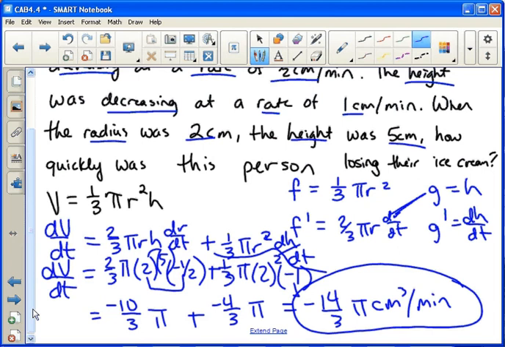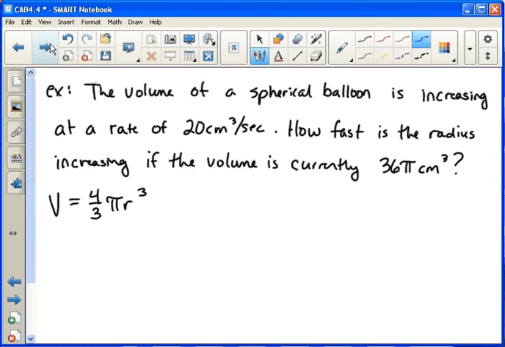Okay, next up, we have the volume of a spherical balloon is increasing at a rate of 20 cubic centimeters per second. How fast is the radius increasing if the volume is currently at 36 pi cubic centimeters? Alright, so for this equation, when we take the derivative, we don't have to use the product rule because there's just one variable, r cubed. So I multiply by 3 and get 4 pi r squared dr over dt.